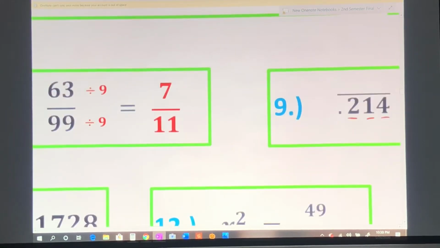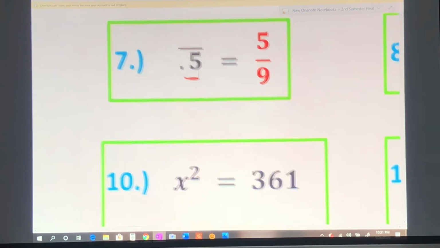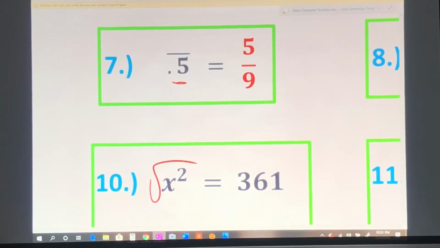Alright, let's go to number 10. They wanted you to solve this equation. So you're taking the square root of both sides.